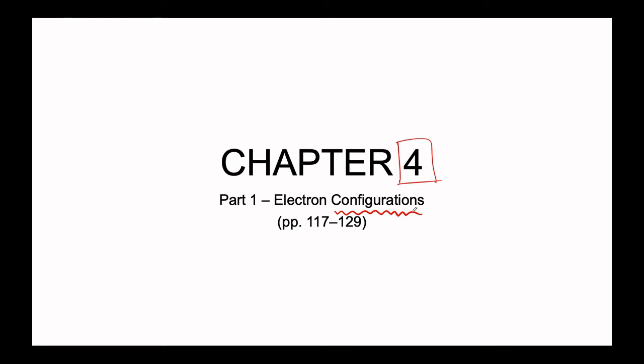We've got a lot to talk about, so we're going to try and stay focused here. Electron configurations: what are they, and how can we use them to understand the natures of atoms?